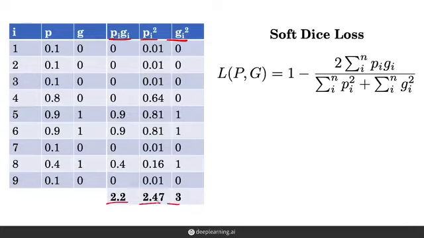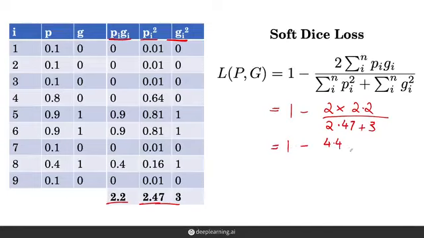We can plug in these values into the soft dice loss for this particular example as 1 minus 2 times 2.2 divided by 2.47 plus 3, which is 1 minus 4.4 over 5.47, and this comes out to approximately 0.2, which is the loss with this particular prediction and with this particular ground truth for this example. The model optimizes this loss function to get better and better segmentations.